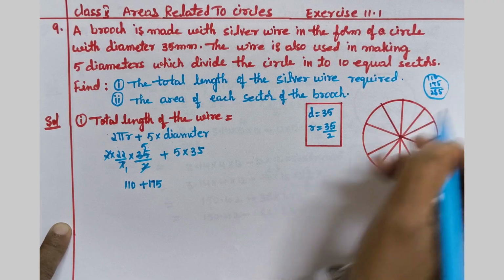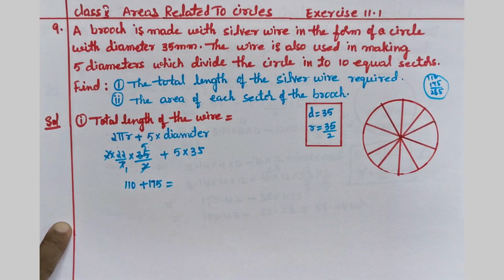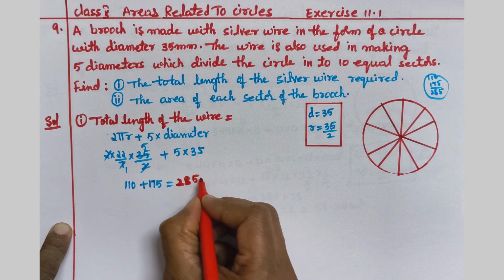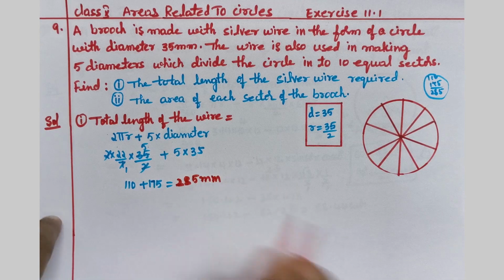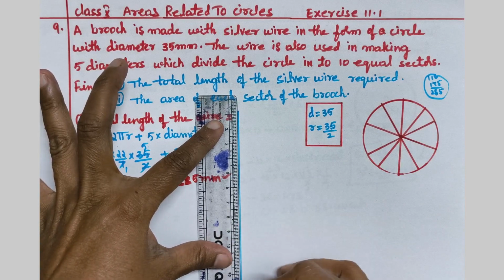So this one is 285 millimeter. This is the length of the wire. So this length of the wire is how much is there? 285 millimeter. One answer came. Next is asking one more question. What is there? See one more question.